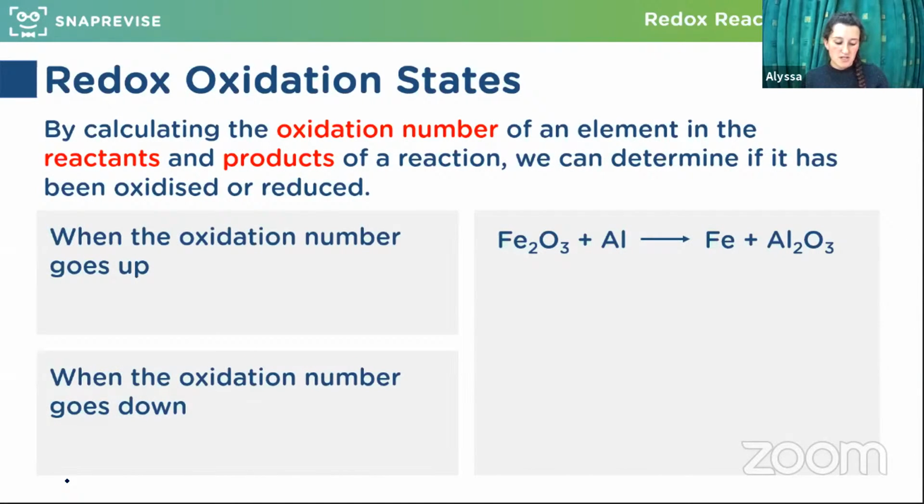When the oxidation number goes up, is this oxidation or reduction? Yeah, good, well done. It is oxidation. The increase of an oxidation number is oxidation. When the oxidation number goes up, the element has been oxidized.